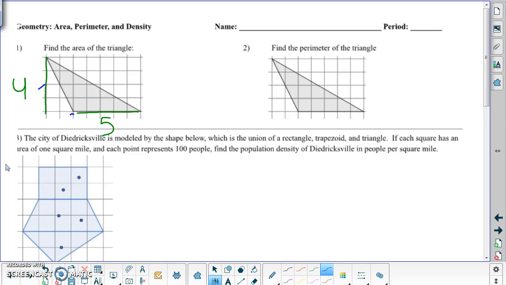Okay, so that was it. You did that correctly on the quiz. You just found the height straight down and you were good. So the formula is 1/2 base times height. So it's just 1/2 times 5 times 4. Okay, so half of 20 is 10. So the area is 10 units squared.